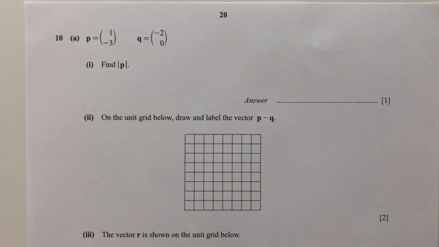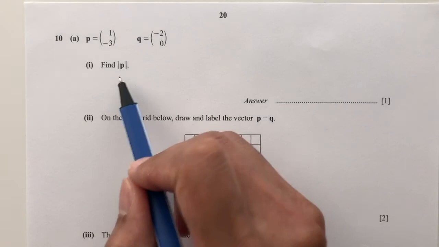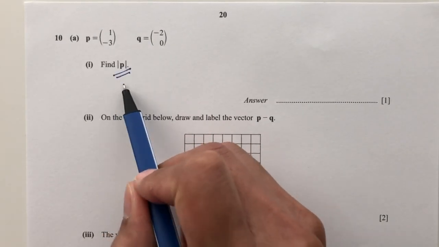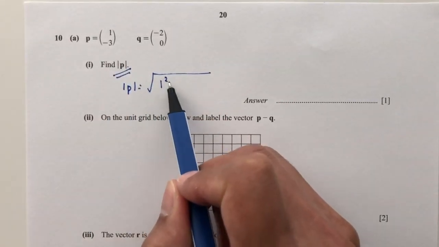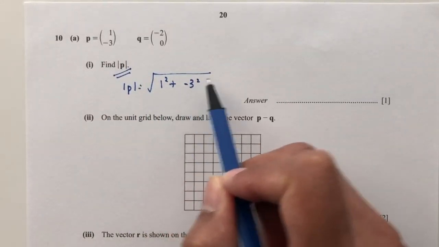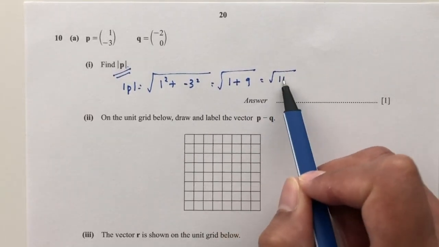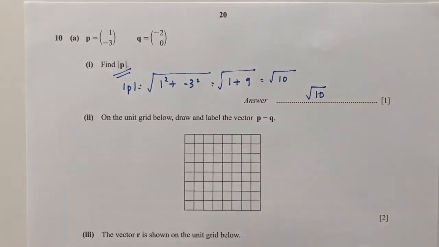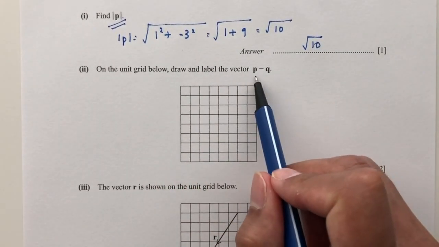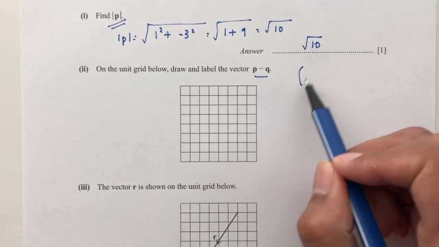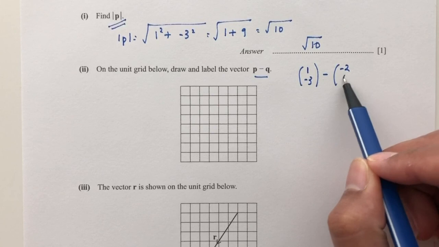Question number 10, we have P equal to (1, -3), Q equal to (-2, 0). Find first the magnitude of P. Pretty easy. That will be the square root of 1 squared plus -3 squared, which is 1 plus 9, the square root of 10. That will be your answer for part 1. Now for part 2, draw and label the vector P minus Q. P is given by (1, -3), minus Q is (2, 0).